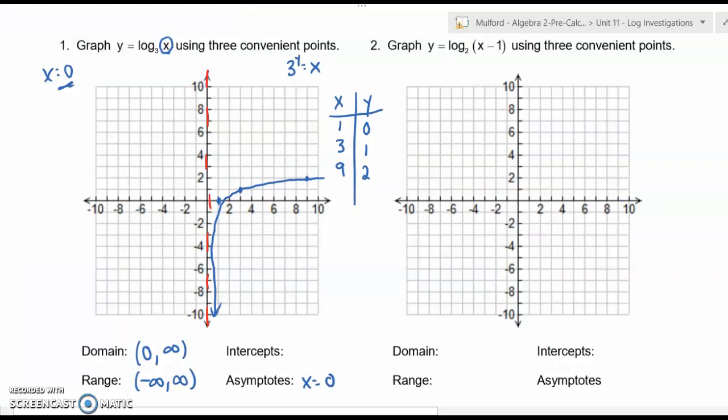And so intercepts, we only have one. We had an intercept of 1, comma 0. That's where it crossed the x-axis. Sometimes we will have a y-intercept as well, and we'll talk about how we figure that out.